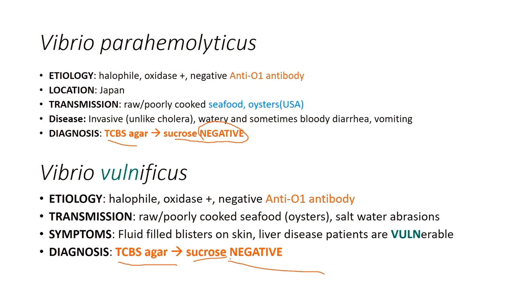Now, the one key feature and why this is emphasized in different color is that you need to know complications. You have to be careful with this one. This is actually a high-yield testable point. You get this from raw or undercooked seafood and oysters. You can also have saltwater abrasions. When you have those abrasions with Vibrio vulnificus, then you can also get fluid-filled blisters on the skin. However, when you have this, liver disease patients are vulnerable. So vulnificus, vulnerable liver disease patients. You got to look out for that. That is super high yield, okay?